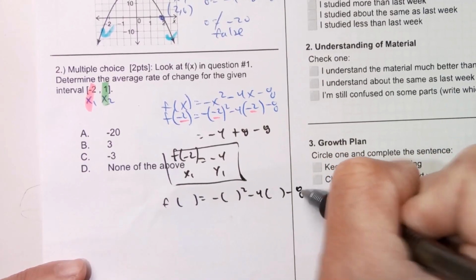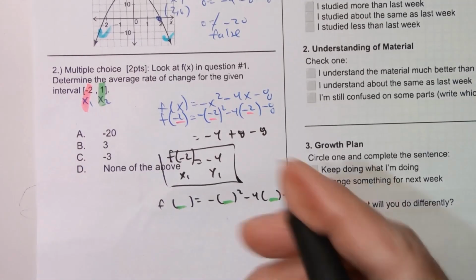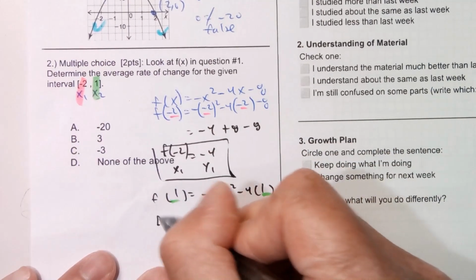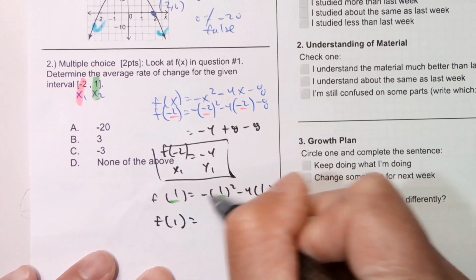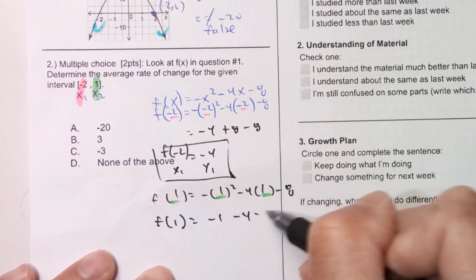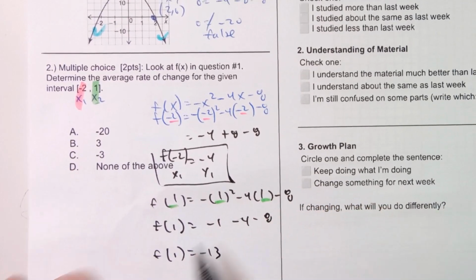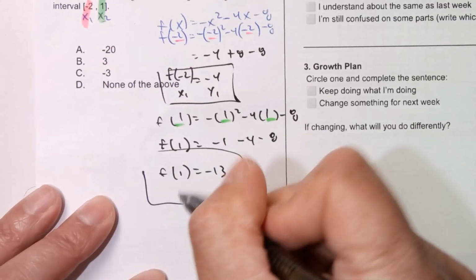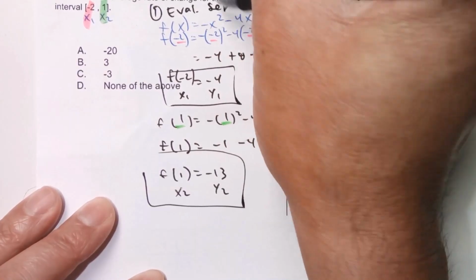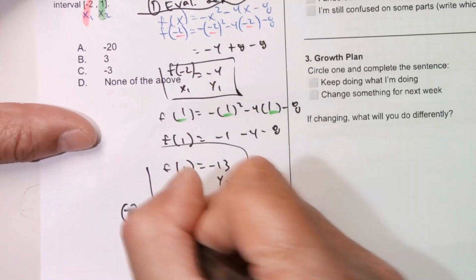Right, so every substitution now, we use parentheses. So this one has 1, and then we just simplify that. That is 1, opposite of -1, -1. Opposite of positive 1 is -1, that's -4 minus 8. That would become -13. Okay, so that would be my x2, y2. So this is evaluating them separately. Okay, now let's use my average rate of change.